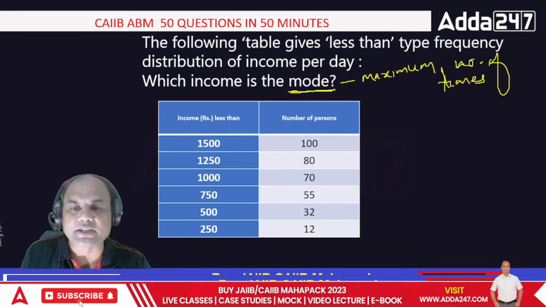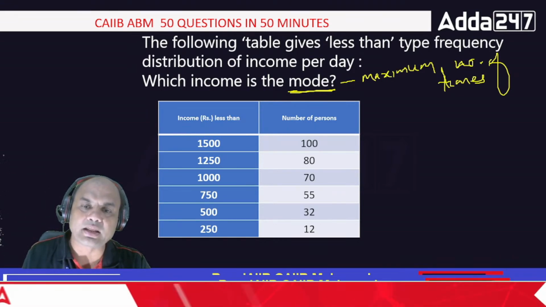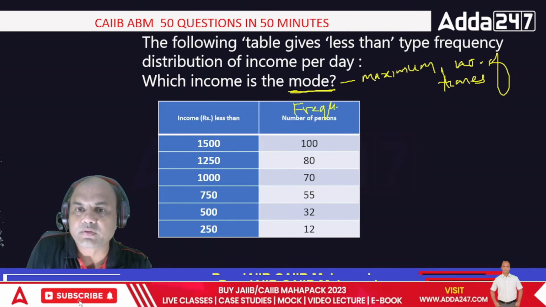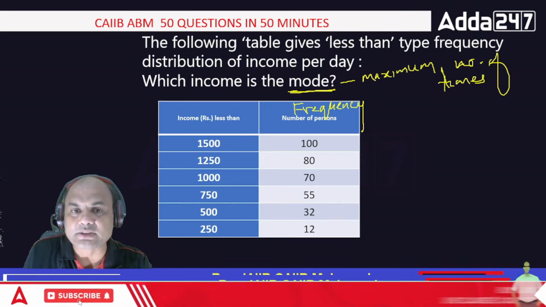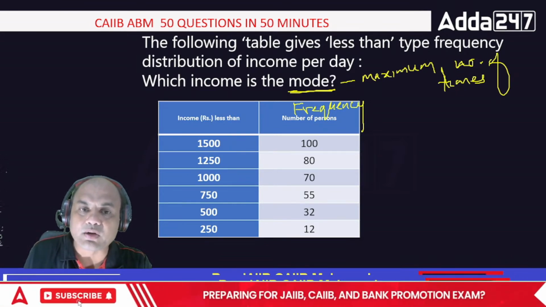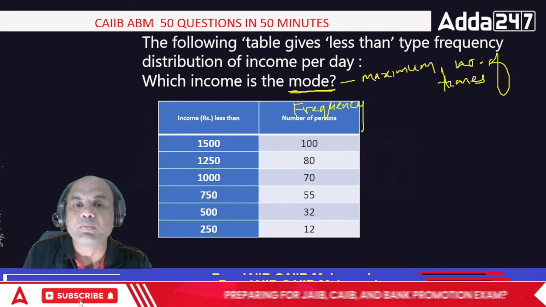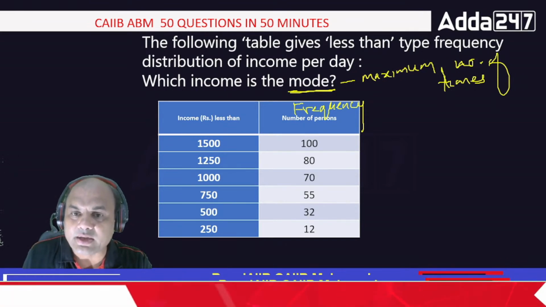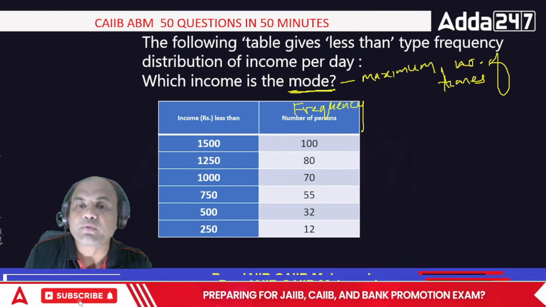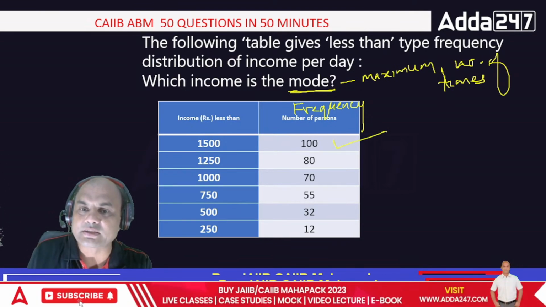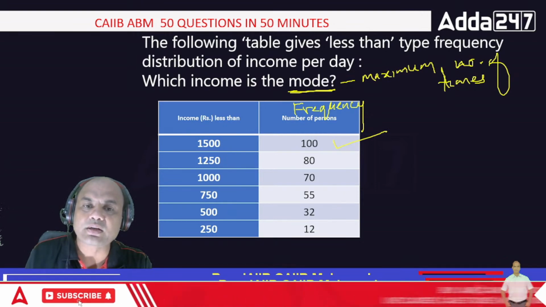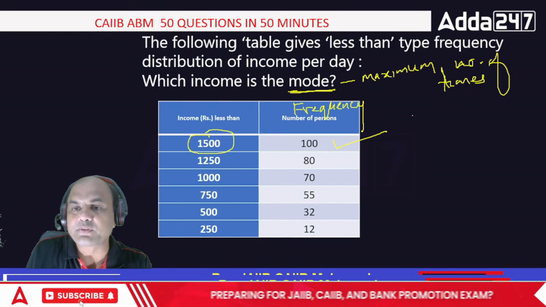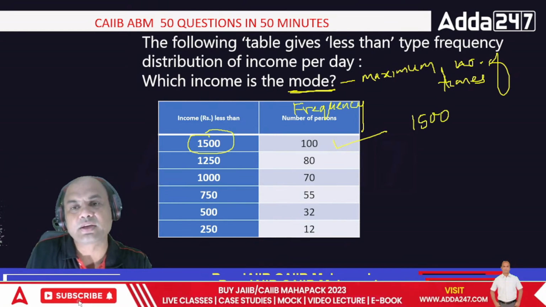Let's see. Everyone check this. Give me the answers directly. This number of persons is known as frequency, and this is known as the element. Now we have to find which of these is the mode. We count something as the mode when its frequency is the highest. Here 100 is the highest, and no one else is. So my modal class, my mode income, is 1500. This will be the answer in your exam.